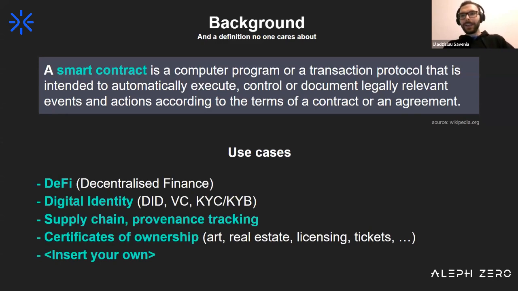So what are use cases for smart contracts? Generally everything blockchain connected, obviously. So DeFi, aka decentralized finance, everything in that sphere, digital identities, supply chains, and certificates of ownership, and whatever else you want to build on a chain. And you're actually very much encouraged to think about some unique methods of using blockchains as well, other than the rest of the use cases here.